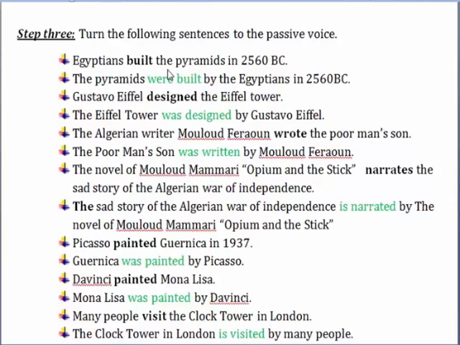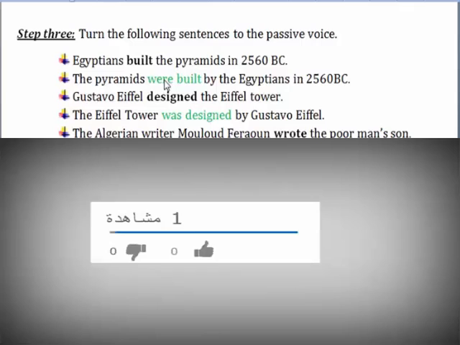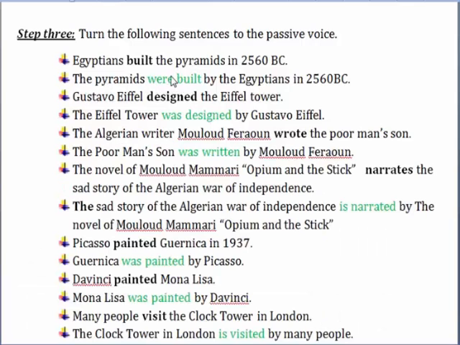Egyptians built the pyramids in 2560 before Christ. Turn this one into passive. It will lead to: the pyramids were built. Built here is in the past simple tense, so the auxiliary to be should be in the past simple tense with they. Where built is the past participle of the verb to build. Build is the infinitive, past simple built, past participle built, by the Egyptians in this date. The date, we said, comes at the end, not the beginning.